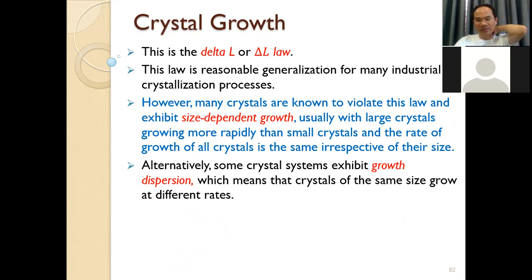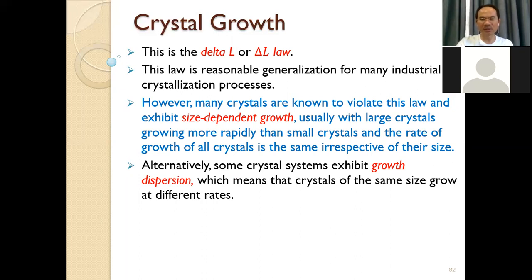However, many crystals are known to violate this law and exhibit site-dependent growth. But in general, the growth of the crystal at different sites will result in the same growth rate. But sometimes different sites have different growth rates. We call this the growth dispersion.